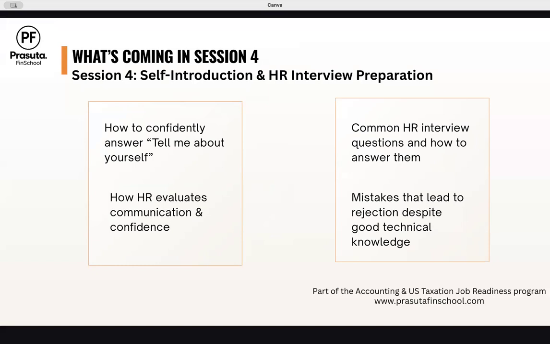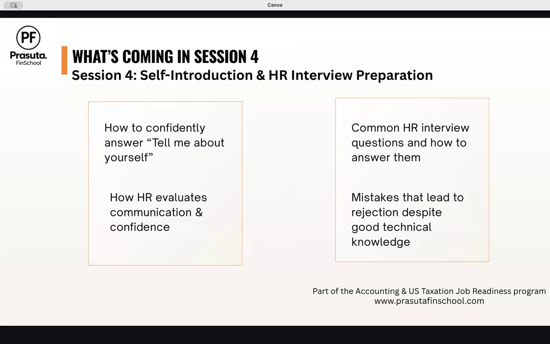So we are going to do this in the next session, because this is going to filter you out in the very first few seconds of an interview, whether the interviewer is going to reject you or select you. He will already be making a decision by listening to "tell me about yourself." This is how important this is. So we will be learning this in the next session.